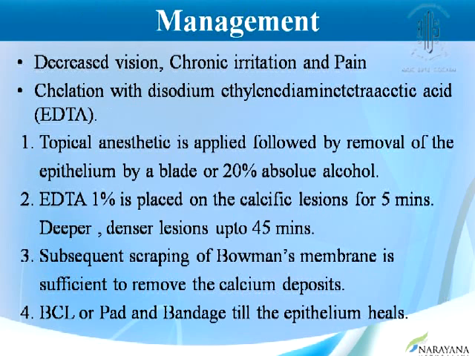The recommended method is chelation with disodium ethylene diamine tetraacetic acid, commonly known as EDTA. Do it under topical anesthesia, and we remove the epithelium either by the blade or by 20% absolute alcohol. EDTA is commercially available as a 5% solution. You take 1 ml of the solution, add 4 ml diluent, then we get the 1%, which is pasted on the lesions for about 5 minutes.